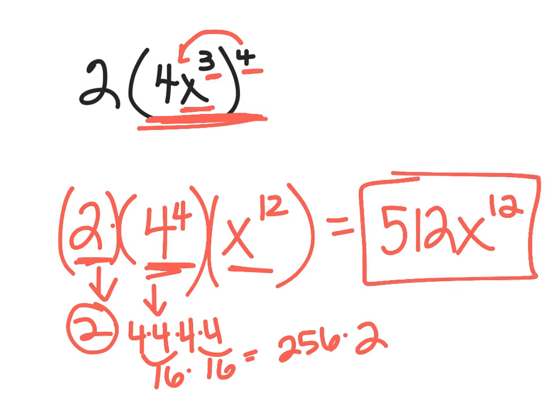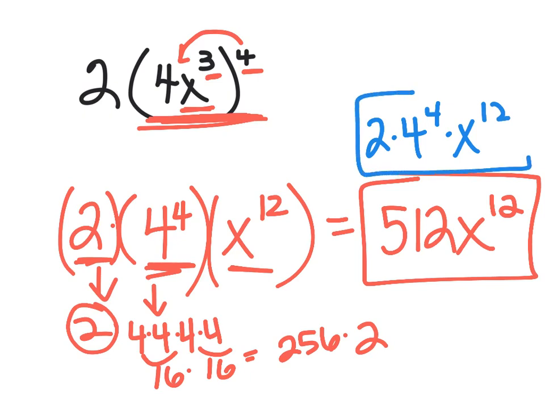Now, you could leave it like this, and I would definitely accept that. You could leave it like this: 2 times 4 to the 4th times x to the 12th. That also would be fine.